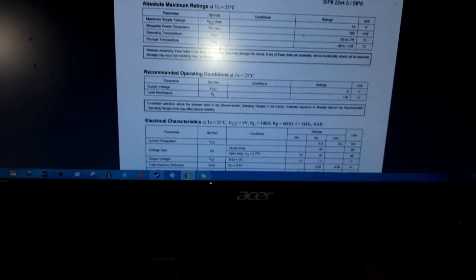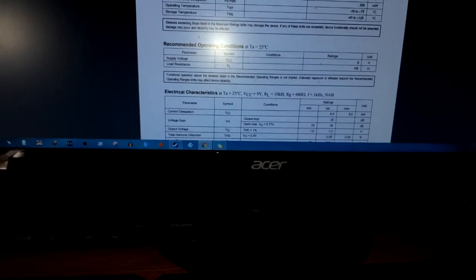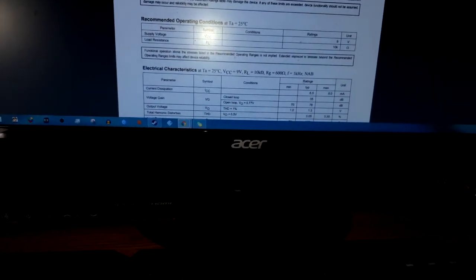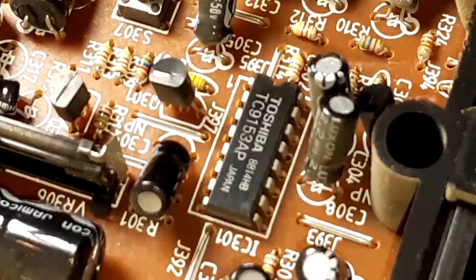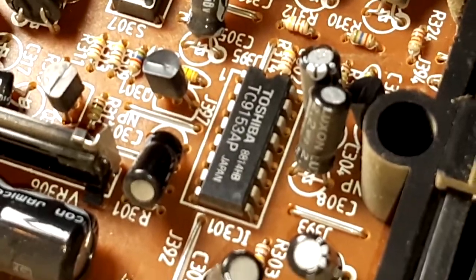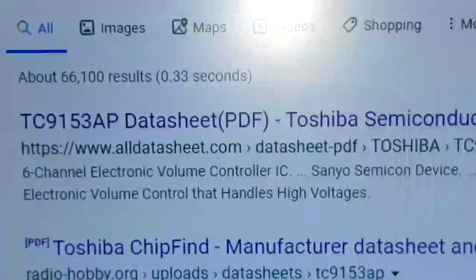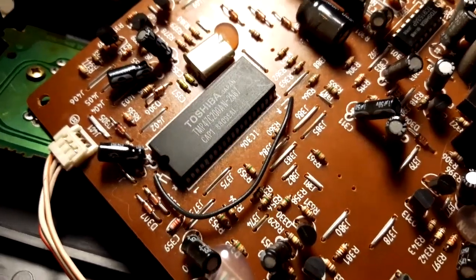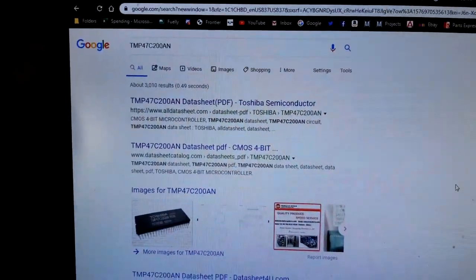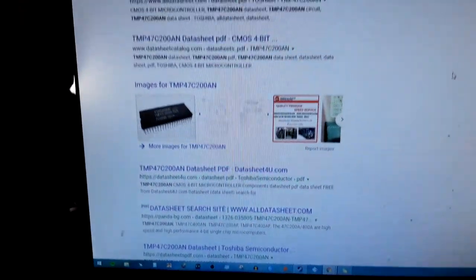Okay. This is a pretty rubbish preamp. It has 1% THD at 1.3 volts output. That's pretty crappy. Shiba TC9153AP. Oh, yes. The 6-channel electric volume controller. I have a Fisher over there that has that set up. And this big old Toshiba is a whole 4-bit processor. Don't know what that's for.